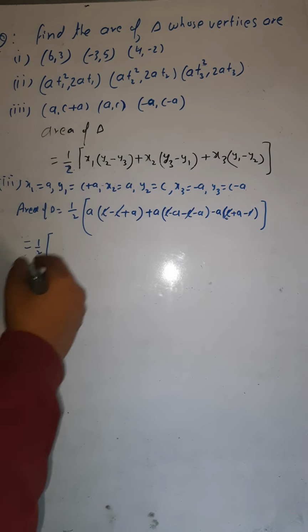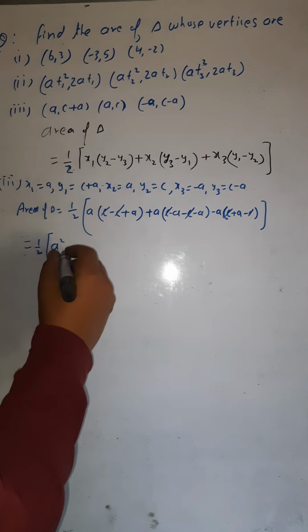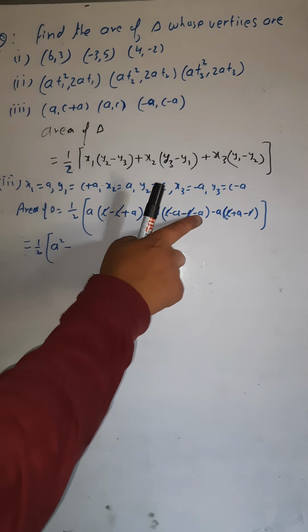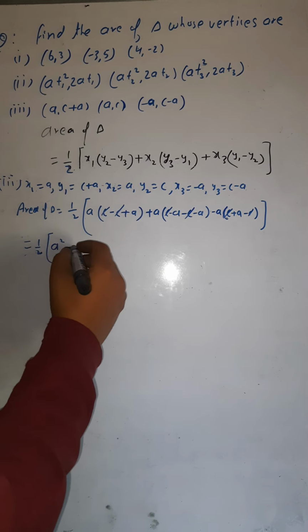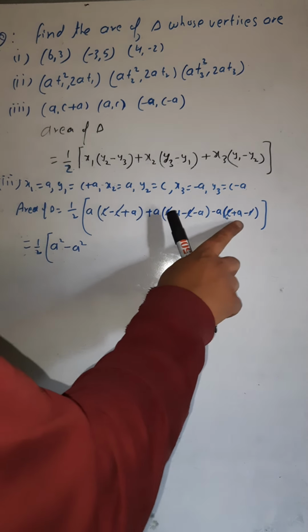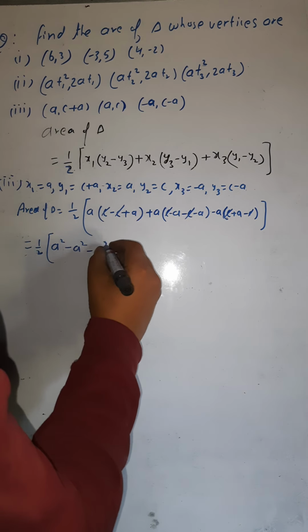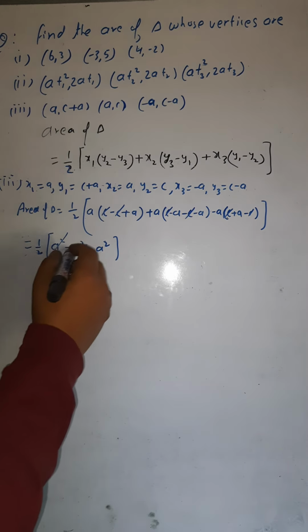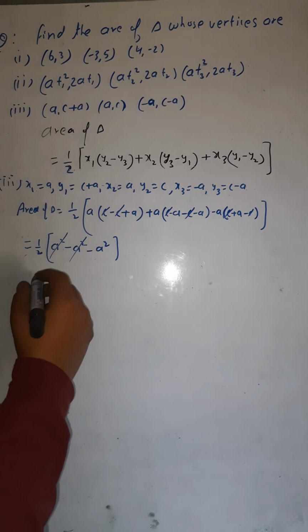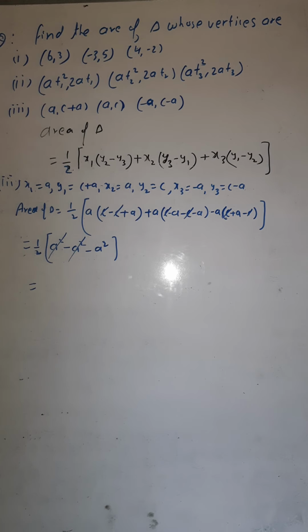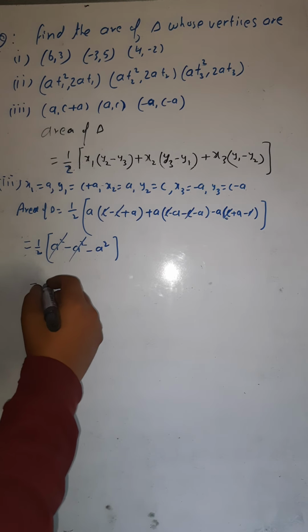A. So a into a, it would be a square plus a. Only here minus a is left, so minus a into a, minus a square. Similarly here only a is left, so a into a square, it is minus a square again. So this plus a square and minus a square can cancel each other. So the answer would be how much? Minus a square by 2 square unit.